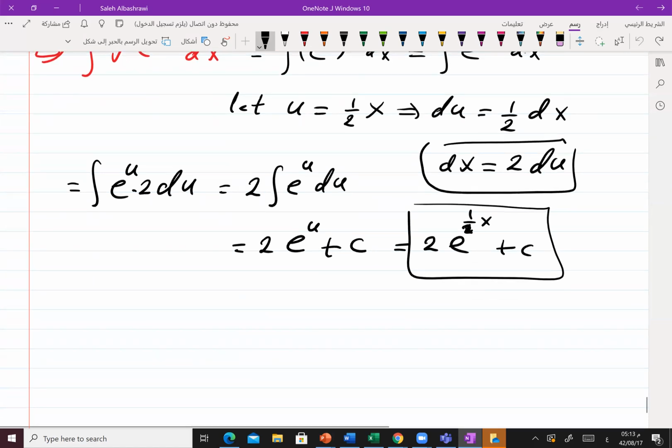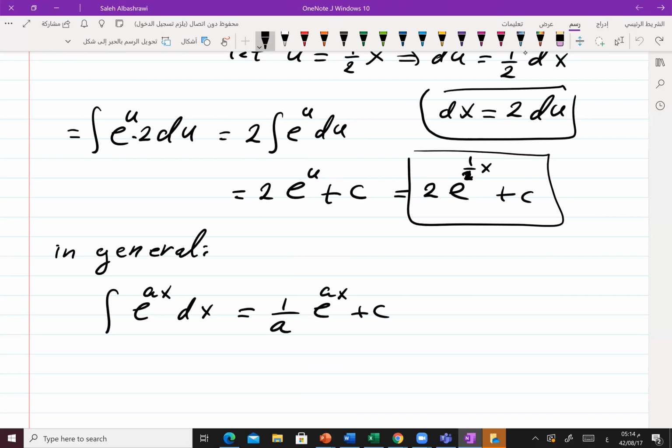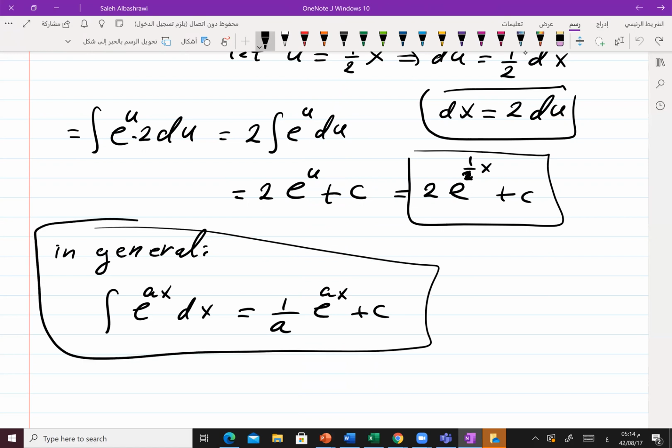We can say in general, the integration of e to power ax dx is equal to 1 over a multiplied by e to power ax plus the constant c. This is the general rule for e to power ax. This can be found by integration by substitution.